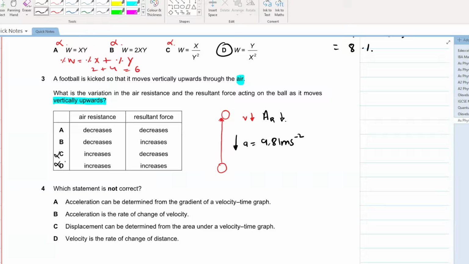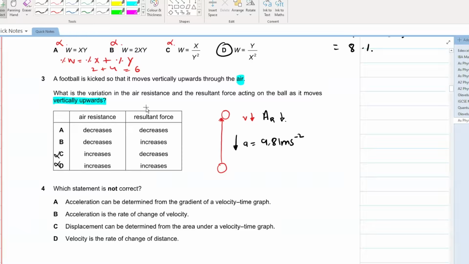Okay. Now, if your air resistance is decreasing, what will happen? Your resultant force will also decrease. Sir, why do you say that? Sir, if air resistance is decreasing, the resultant force should not decrease, it should increase. No, because you have failed to realize one thing here.